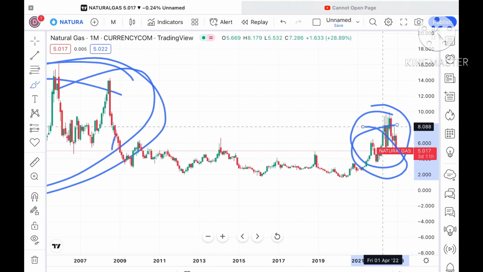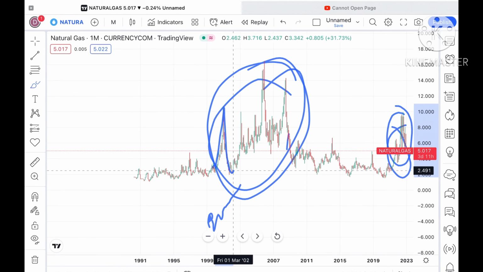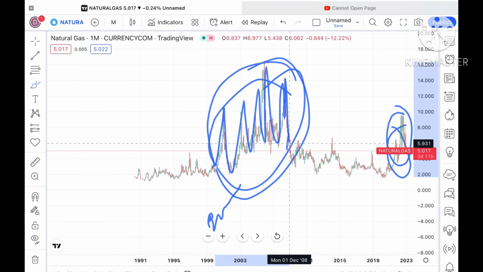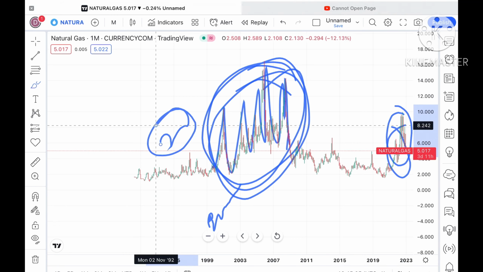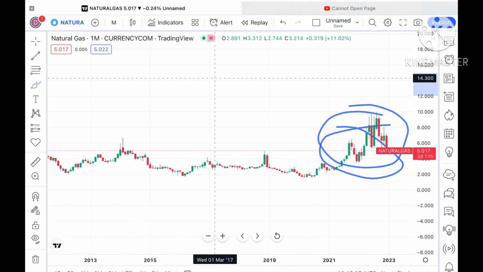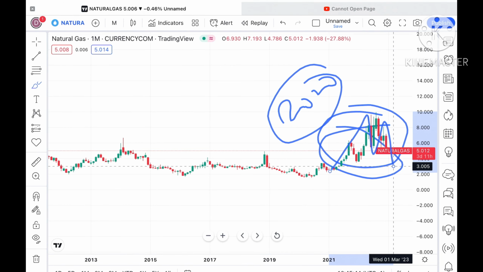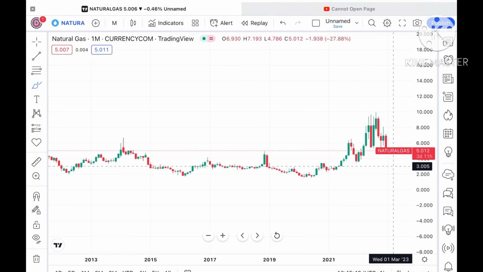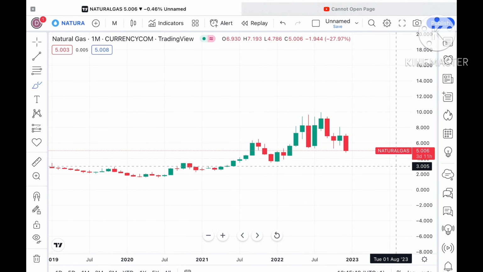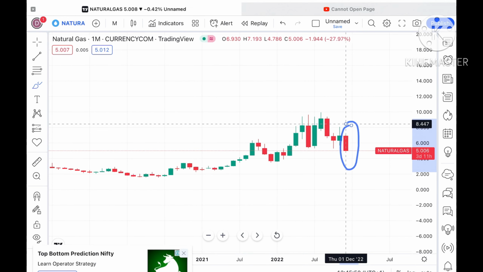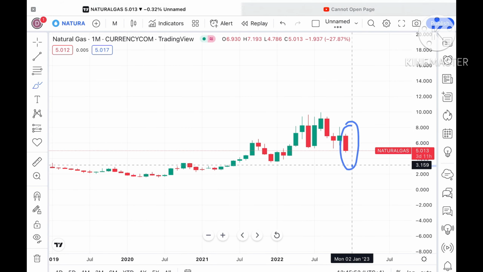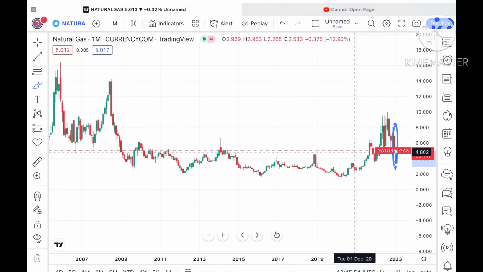Look at this particular chart. There was high volatility from 2000 to 2008. The same volatility we have seen after 2020, and now it is currently trading at $5. Looking at this chart, see this candle for this month: probability is very high that it has come into this zone again.